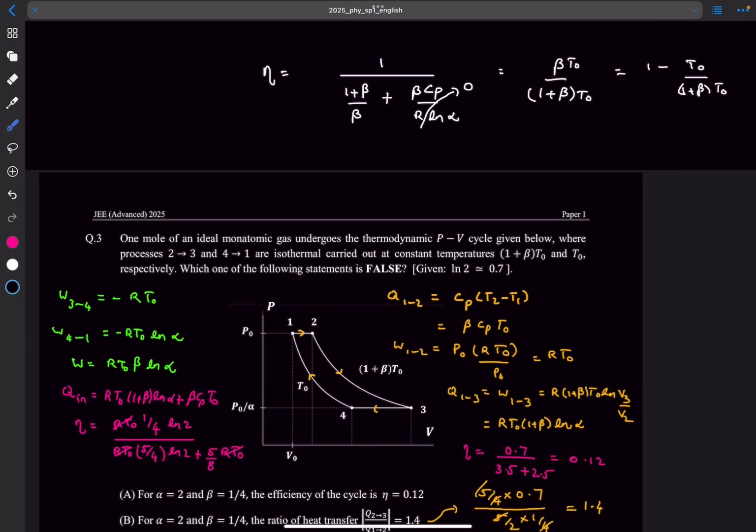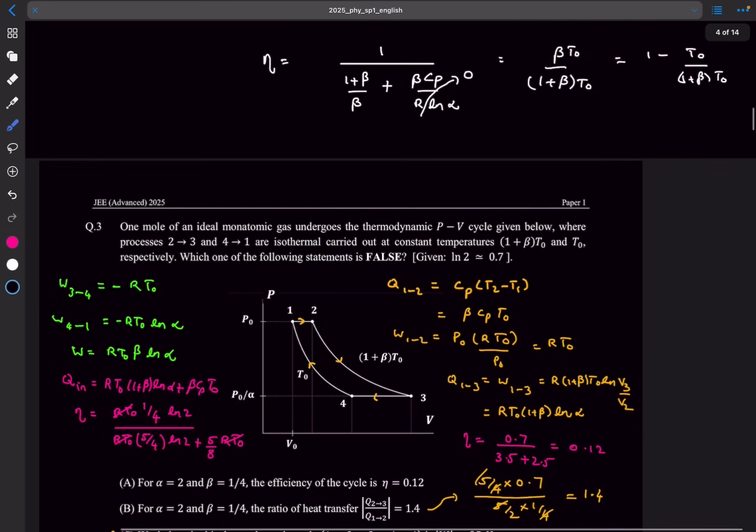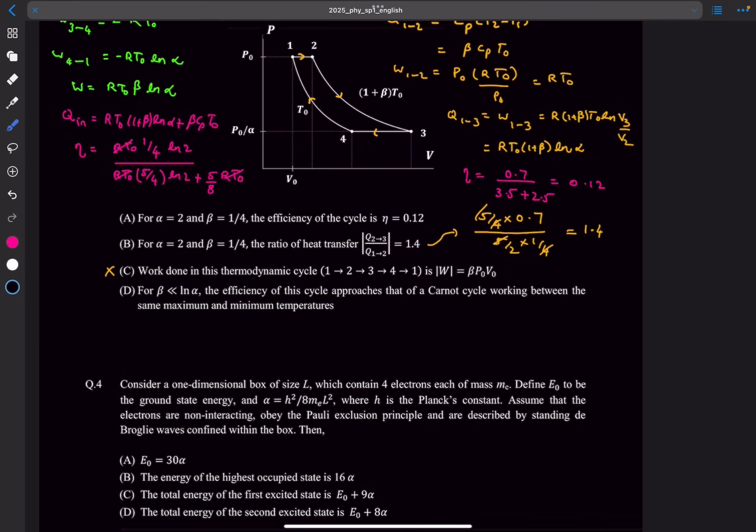So this is basically the efficiency of a Carnot engine working between a minimum temperature of T naught and a maximum temperature of 1 plus beta T naught. So option D will also be correct. Okay, so the answer will be C. Of course, if you're writing this from an exam point of view, you already have the answer. I'm just going through each option one by one.